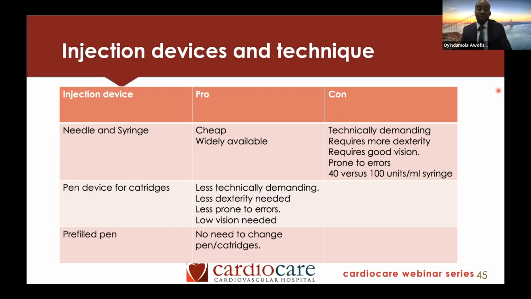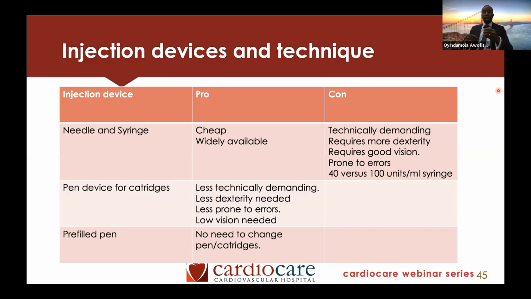The needle and syringe also requires more dexterity. You have to actually be able to use your hand. It's not a problem for most young people, but if you imagine an 80-year-old person, a 70-year-old person, they may not have that dexterity. So imagine someone with rheumatoid arthritis or osteoarthritis of the hand, or with previous stroke. So many things can reduce dexterity, so that the fine movement you need to do to withdraw insulin in syringe and needle to 18 units or to 19 units, it actually takes a lot of dexterity. It requires good vision. There's proneness to errors because of this, okay?